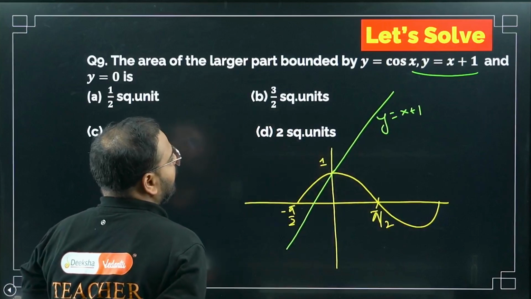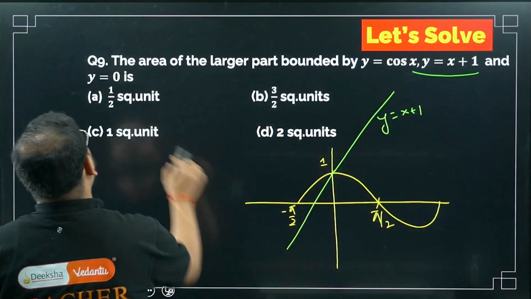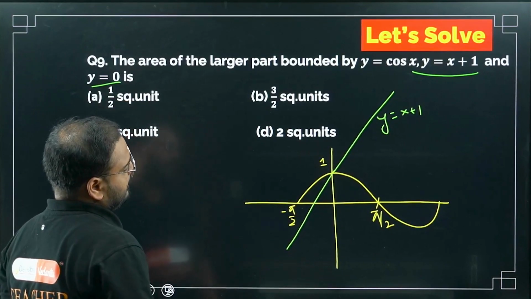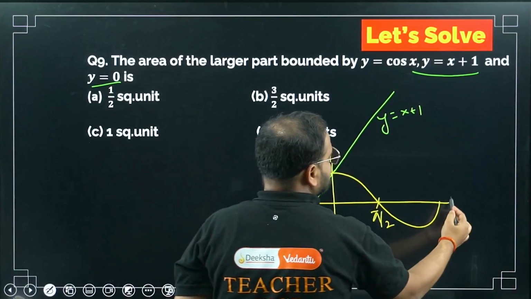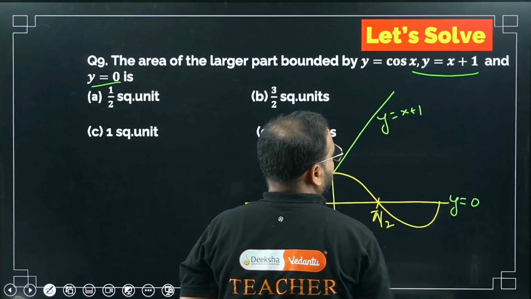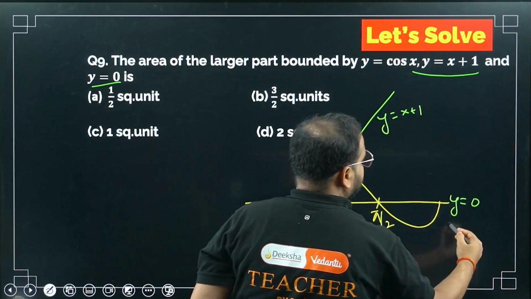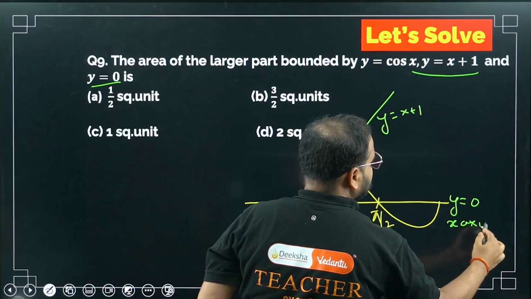Okay. What next? y equals 0. y equals 0 is what line? y equals 0 is this line, x-axis. y equals 0 is x-axis. Okay. Is my x-axis, bacha.